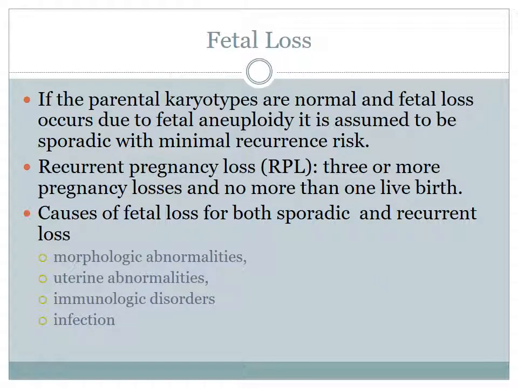If the parental karyotypes are normal and fetal loss occurs due to fetal aneuploidy, it is assumed to be sporadic with minimal recurrence risk. Recurrent pregnancy loss, RPL, is defined as 3 or more pregnancy losses and no more than 1 live birth. Several etiologies are implicated in the causes of fetal loss for both sporadic and recurrent loss, which include morphologic abnormalities, uterine abnormalities, immunologic disorders, and infection.